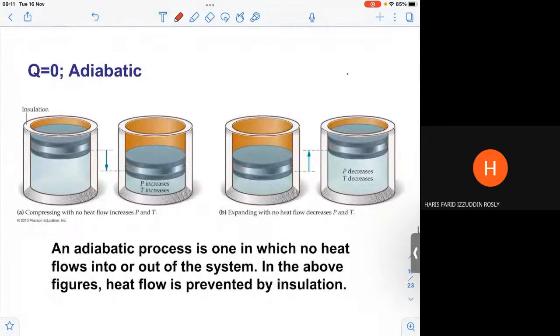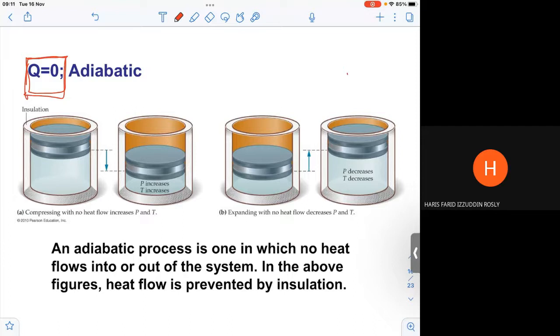So in adiabatic, the last of the four thermal processes is the adiabatic process. What is an adiabatic process? Again, it's constant everything. The main thing here is Q equals 0. That means no heat. The heat will be 0. So that means there is the adiabatic process.